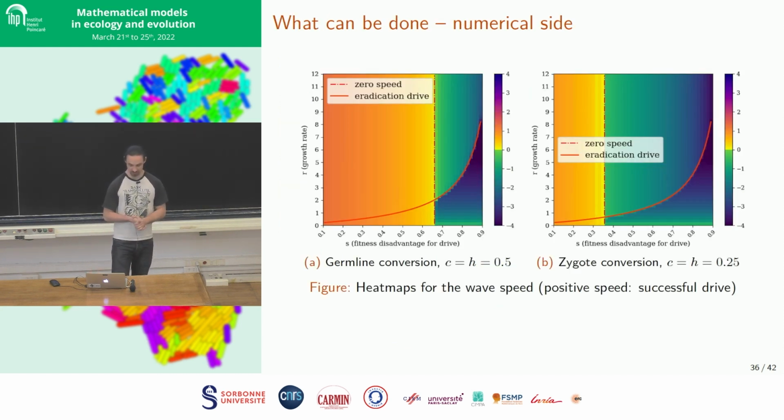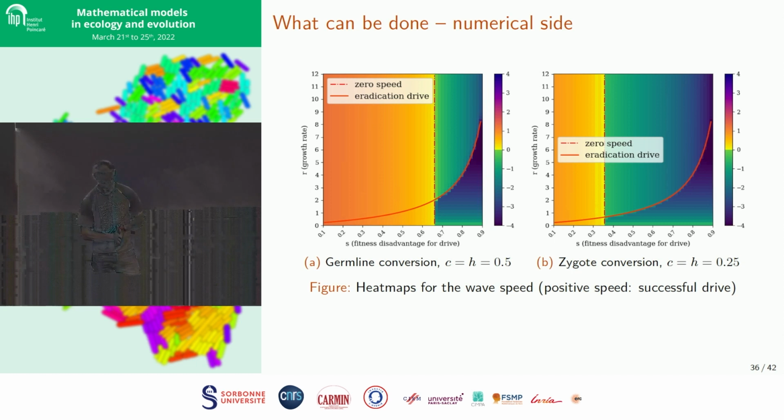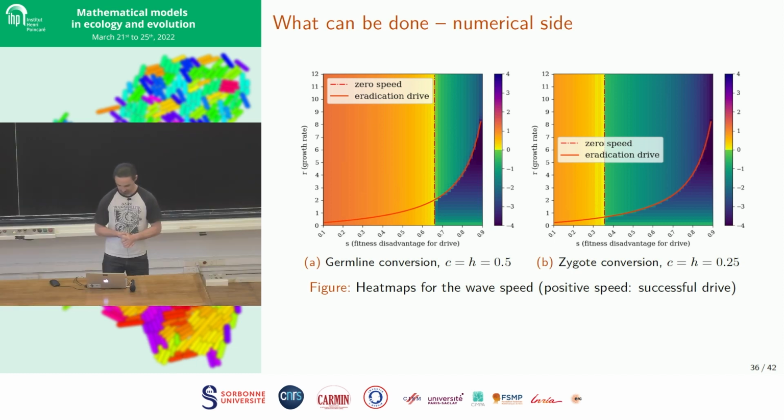You can repeat the numerical analysis and obtain these nice heat maps. I want to draw your attention to two things. First, in the previous part, the zero level line for the speed was a kind of convex curve. Here it is a straight line, and that's really mysterious.